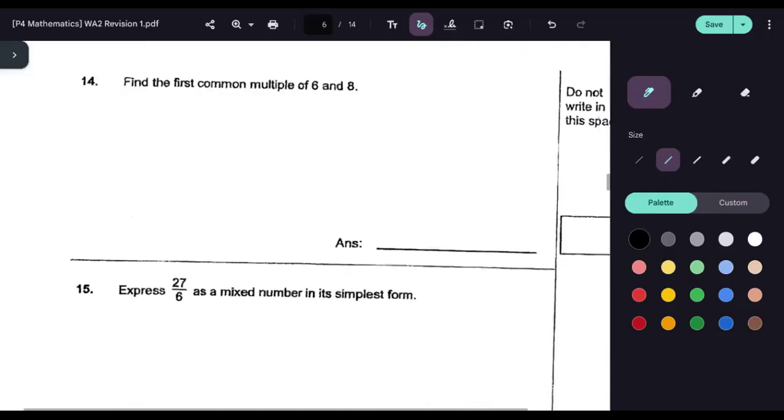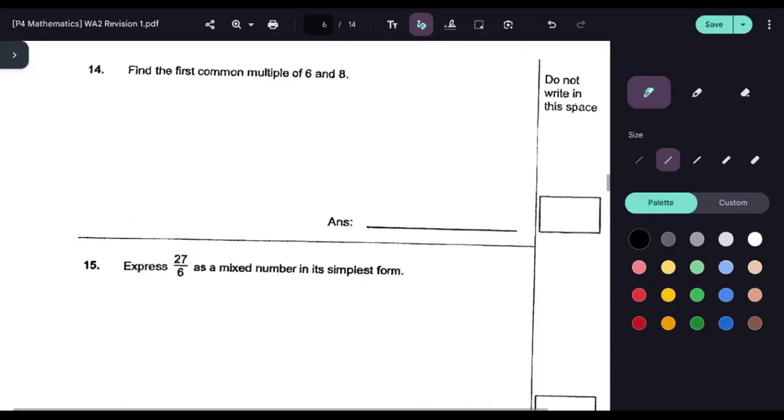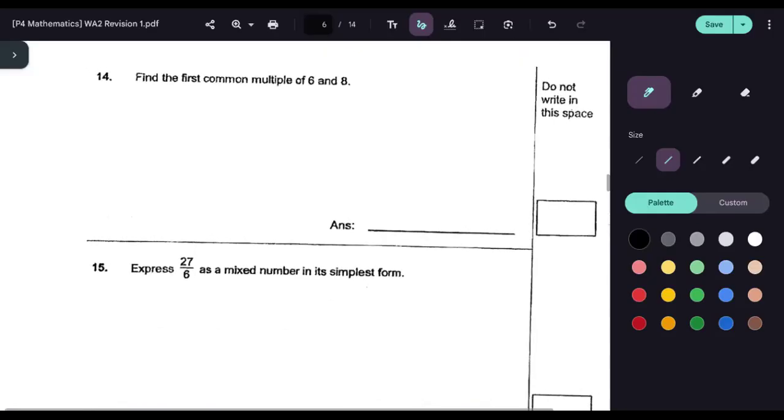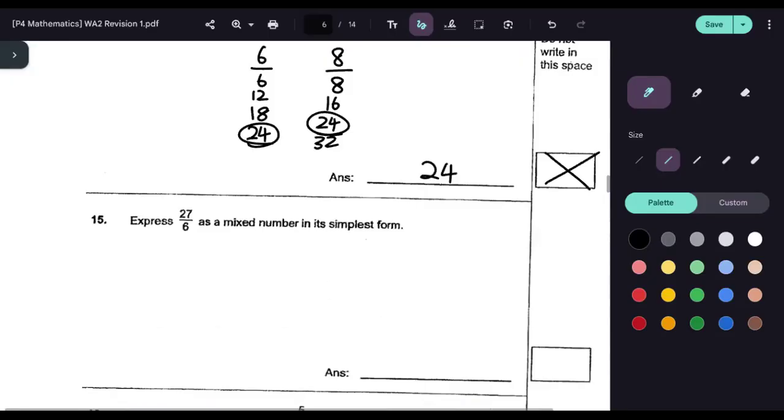Question 14. Find the first common multiple of 6 and 8. Okay, 6 and 8. Write your multiples: 8, 16, 24, 32, and 6, 12, 18, 24. So this will be the one. So you keep going until you get the first common multiple.